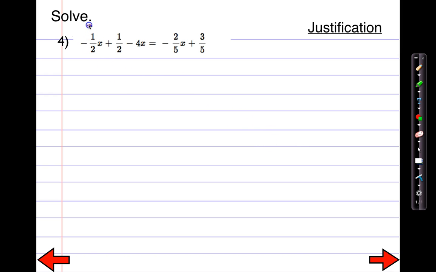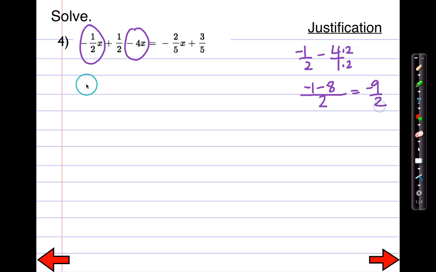Okay, so for number 4, first thing you should have done is combine like terms. We have a negative 1/2, subtracting 4. To make it a fraction, we're just going to put it over 1. 2 is going to be my lowest common multiple. The first one's going to stay the same, but the second one we're going to have to change by 2. So we're going to subtract 4 times 2, which is 8, leaving me with negative 9/2.